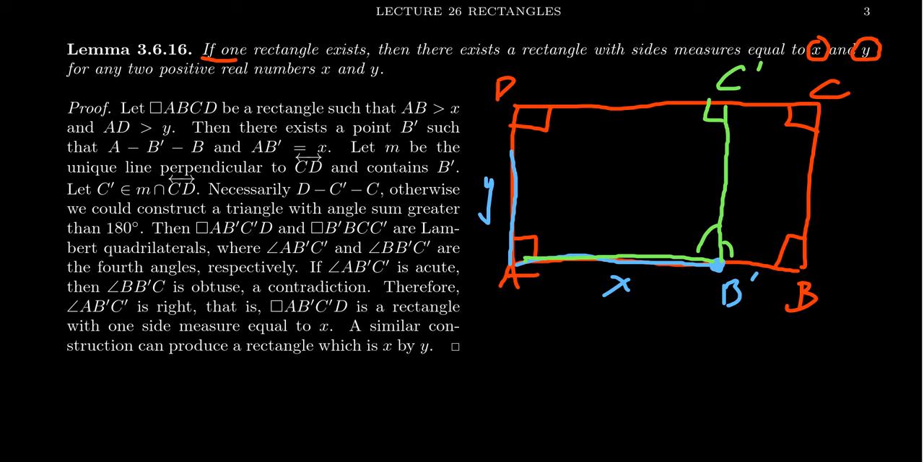And so because of that contradiction, we go back in time and correct what we said before. Turns out these are actually right angles, like I was hoping for before. So the two Lambert quadrilaterals are rectangles, in particular A, B prime, C prime, and D forms a rectangle whose side length is exactly this distance X. If we replicate this argument with respect to the width, we can also get another rectangle whose dimensions are exactly X and Y. So if a rectangle exists, we get a rectangle of any dimension that we want. And we're going to use that for our forthcoming theorem.